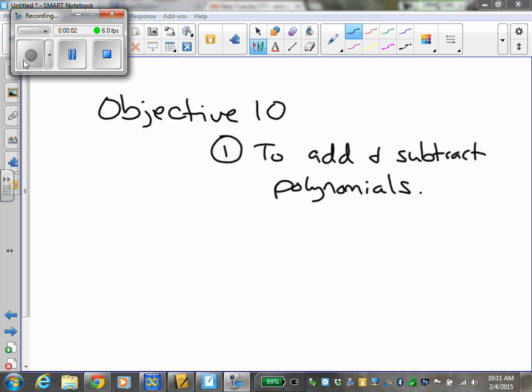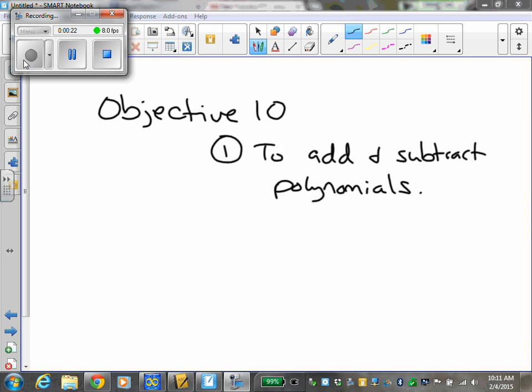This is going to be objective 10. We are going to add and subtract polynomials. And now you know how to name them, right? You know what you're looking at. You know where the different terms are, right? We know terms are separated by pluses and minuses. We know how we're going to want to correctly write our answer. How are we going to correctly write our answer?